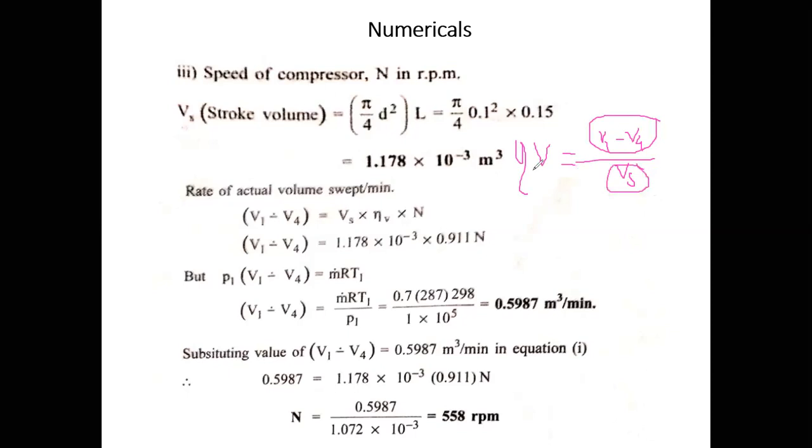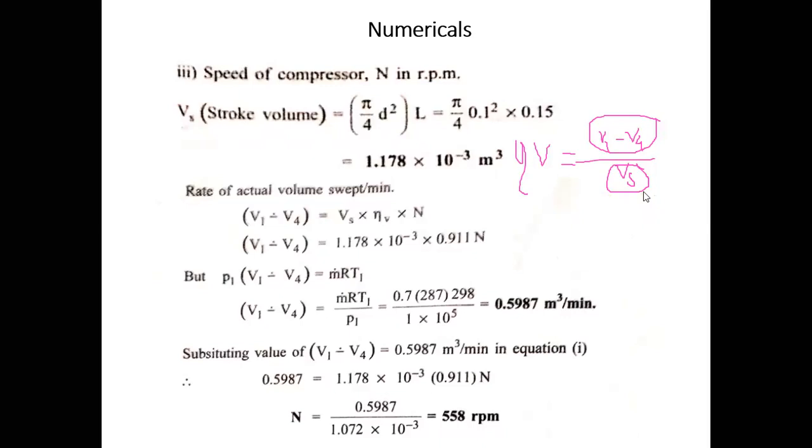If you have to calculate the speed of a compressor, we need to use this formula. As you all know, the formula for stroke volume Vs is pi by 4 d square into L. From this value, we can find out the Vs.